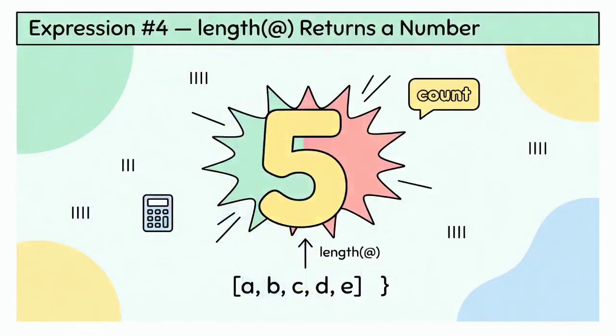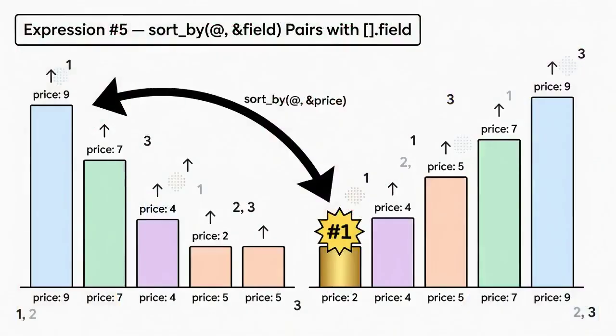Expression number 4 is the built-in function length(@) where the @ symbol means the current document. It counts elements in an array or characters in a string, returning a number you can drop straight into a shell variable. Expression number 5 is sort_by(@, &field), which takes the current document, sorts the array by the named field, and projects that field. It is the shortcut you reach for whenever you need the top or bottom item, like the cheapest spot price or the newest timestamp.